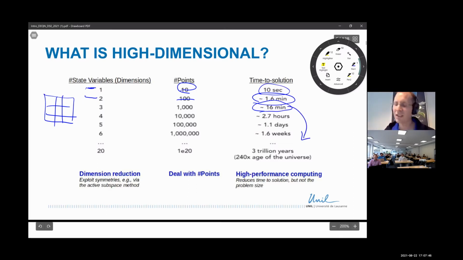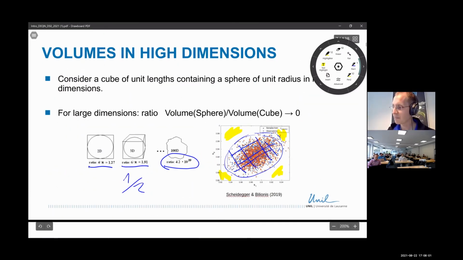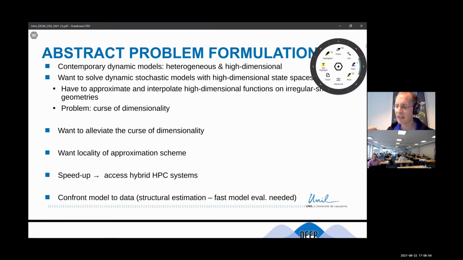And then with 20 dimensions, which is far below what we're aiming at, the curse of dimensionality would translate to having run times 240 times the age of the universe. So it just becomes infeasible. So what we want to have, obviously, from an abstract perspective, is something that can alleviate, I'm deliberately saying alleviate the curse of dimensionality, because breaking the curse of dimensionality is a tricky beast to state. But we want to have a method that can deal with high dimensional state spaces.